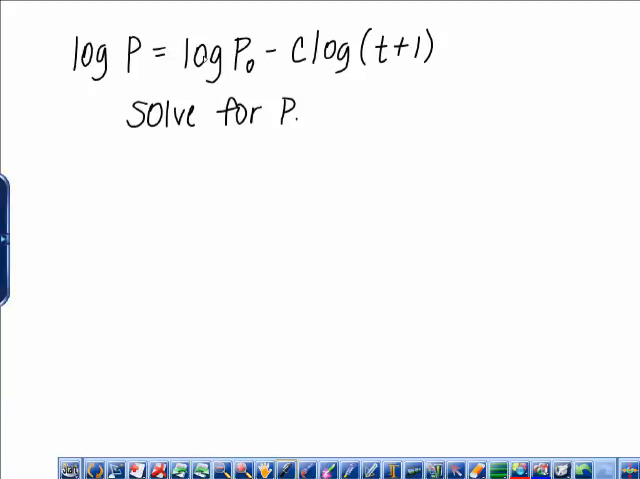Okay, here we have kind of like a formula. Maybe this is derived from something where P and P naught, or P sub 0, are pressure, both initial and final, and T is the temperature, and C is some other constant. Who knows, okay? That doesn't really matter for what I'm asking you to do. I'm asking you to solve for P. So I want to get P by itself.